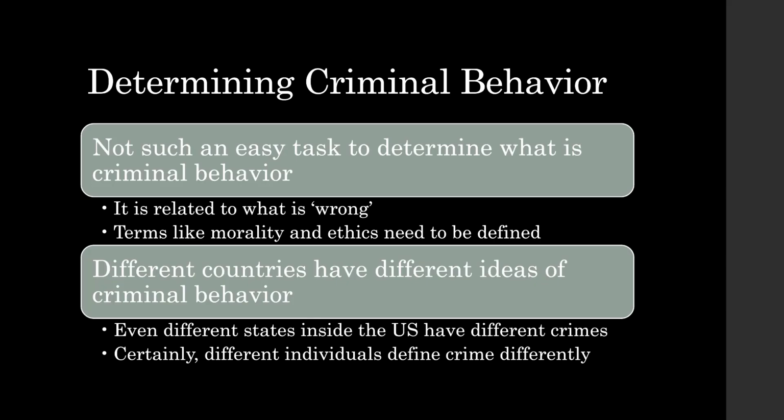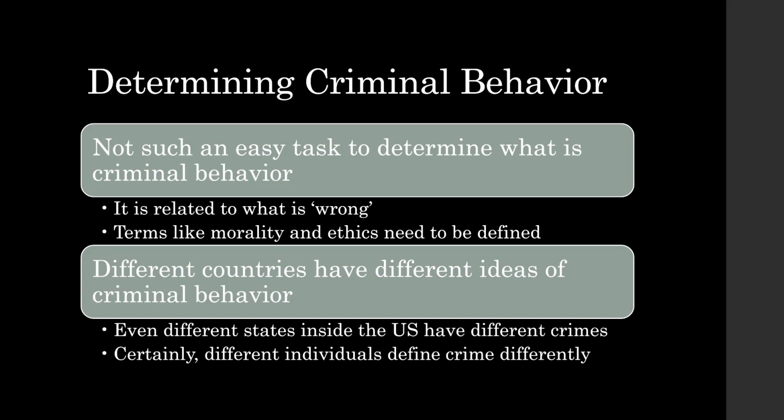Okay, now your book turns to determining criminal behavior, and again, not an easy task. It clearly is related to some idea of what is wrong. And what is wrong relates to further terms like morality and ethics. It's also clear, and this goes to our ethnocentrism, that different countries have different ideas of what is and isn't a crime. Even different states in the United States have different crimes.